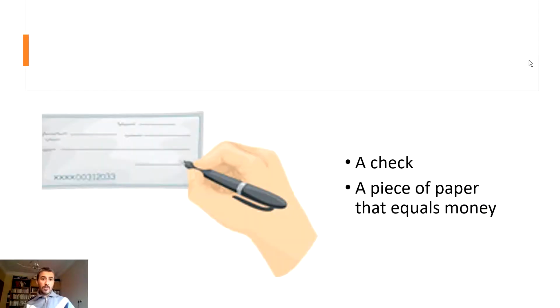A check, all of you know what a check is. It's a piece of paper that equals money. So if you have a check, you cash a check. You go to the bank in order to take money. You give them the check and they give you the money. This we call cashing a check.